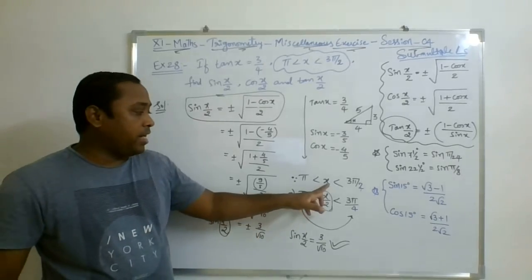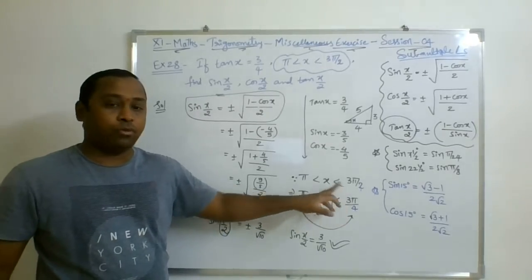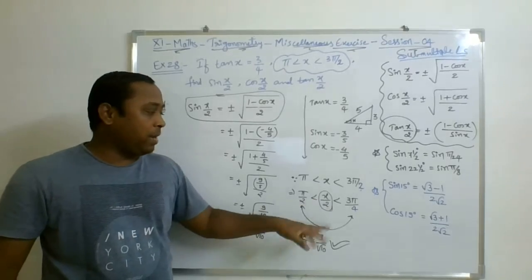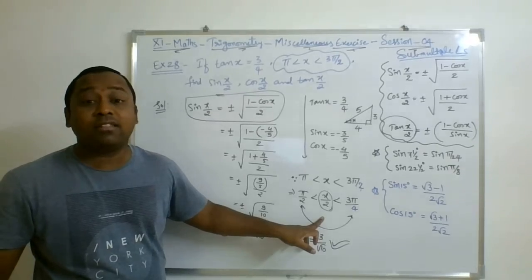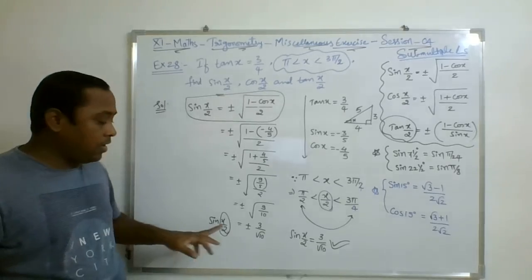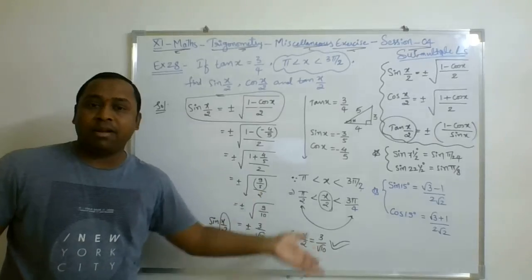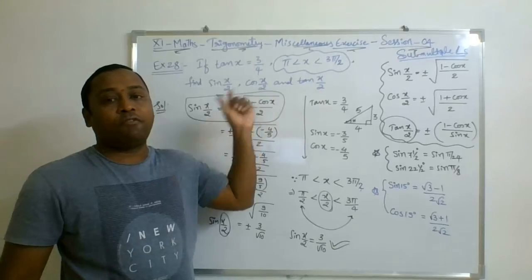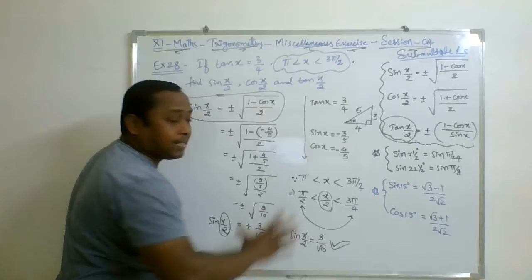For that I should know where this x by 2 angle lies. Okay, but the condition is given for x. X lies between pi to 3 pi by 2. Then x by 2 lies between pi by 2 to 3 pi by 4. It means if angle x lies in third quadrant, then x by 2 lies in second quadrant. In second quadrant, sine theta is positive, hence we need to take only positive sign. In a similar manner, we can go with cos x by 2. Now it is so simple to find cos x by 2 value by keeping this explanation as it is.